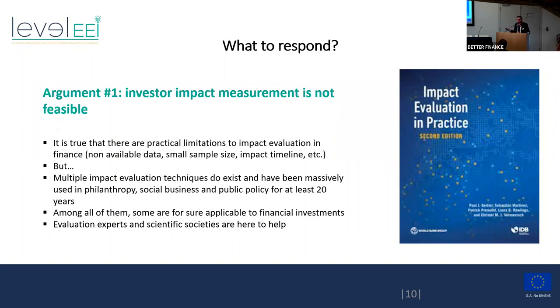And this is not the only book. There are plenty on impact evaluation. And there are evaluation societies. There are evaluation journals. So if you want to know more about evaluation techniques, you have a lot to read, and it's accessible, even enjoyable, I would say. Pleasurable, Dave, pleasurable. So not feasible, not sure, because there are a lot of techniques that do exist. We know them. The only question remaining is: is it applicable to finance? Because finance is not exactly the same as public policy. It's not exactly the same as social business. So the topic is different, so maybe the methods have to be adapted. That could make sense. But still, before saying no, we have to dig into it to check if it's applicable or not.